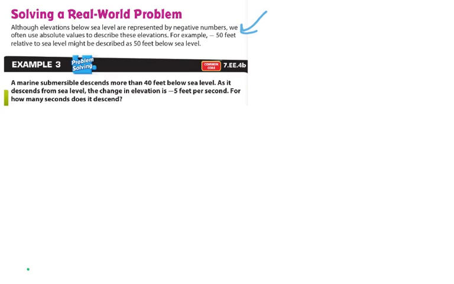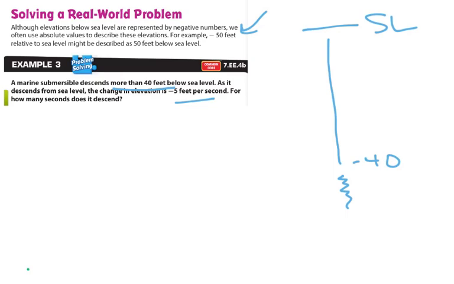All right, one thing that you should be picking up from this is that it is descending more than 40 feet below sea level. So it's not just 40 feet, it's going further than 40 feet. So if this is sea level right here, this thing is down here at negative 40 feet, and it can also be below it. It can be anything more than that, right? And as it descends in sea level, I'm noticing that the change in elevation is negative 5 feet per second. So if it's negative 5 feet per second, that means the negative means it's going down, right? So every 1 second, I go down 5 feet.